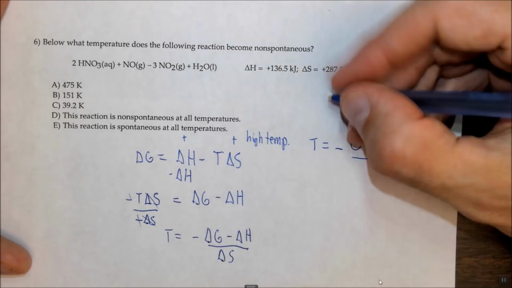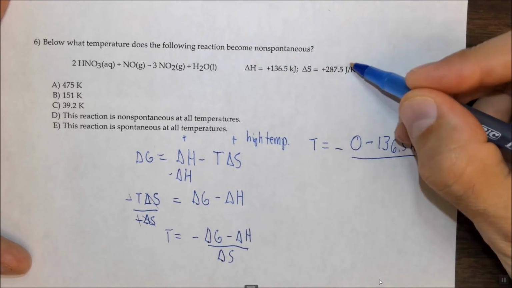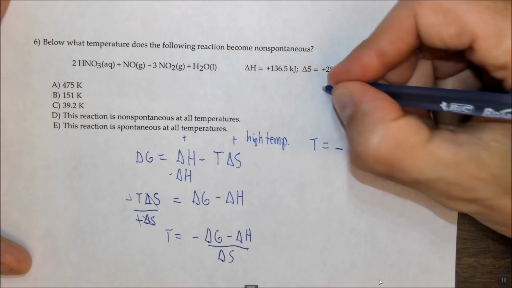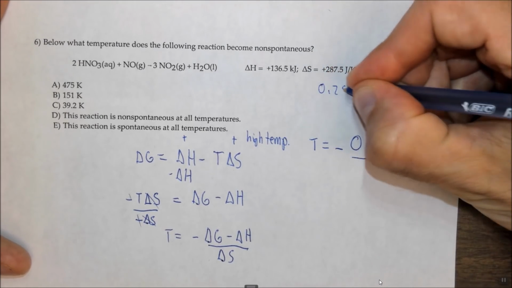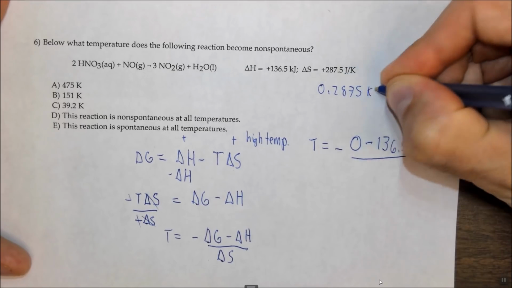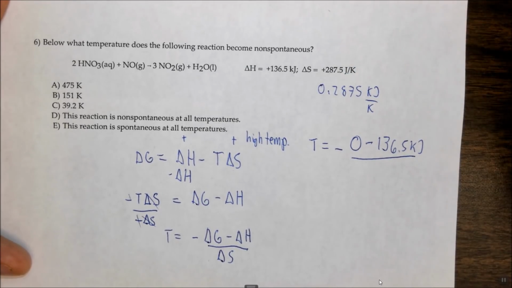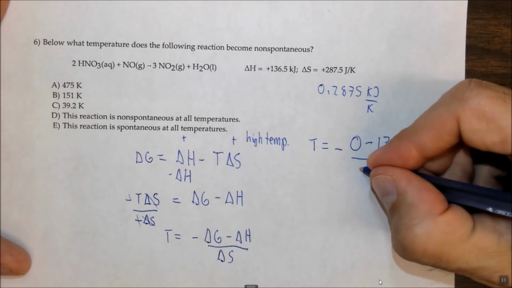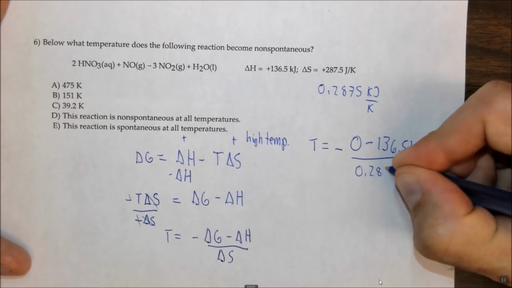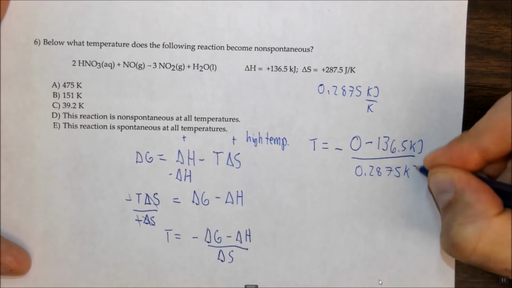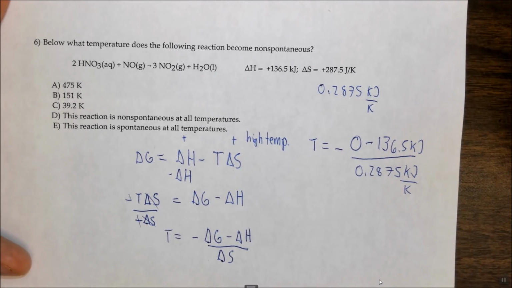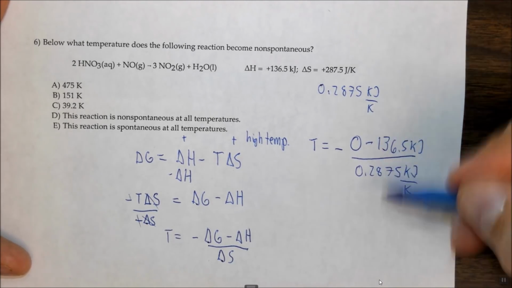So you have to divide this by 1,000 because this is in kilojoules. This has to be in kilojoules per K. And if you do that, you get 0.2875 kilojoules per K. I simply divided it by 1,000. So I'm going to plug that in, 0.2875 kilojoules per K.